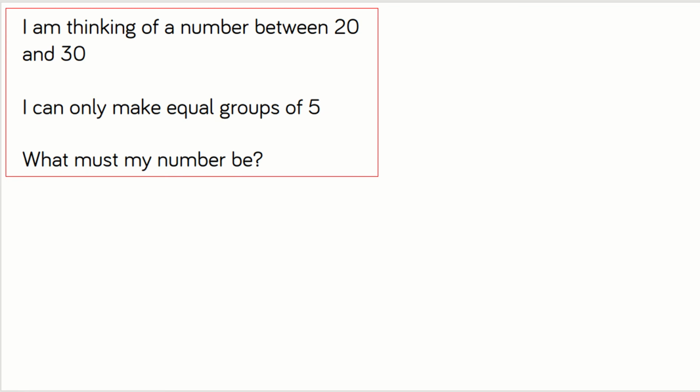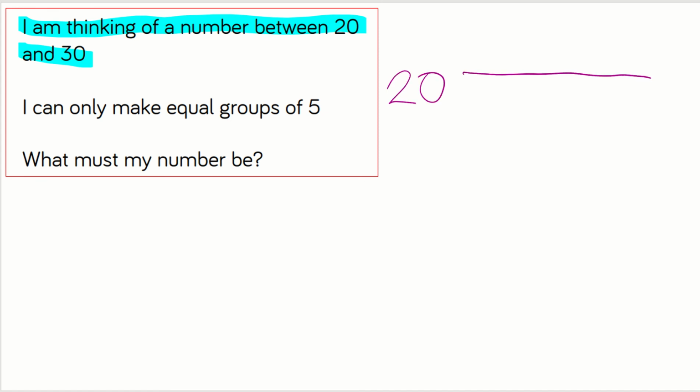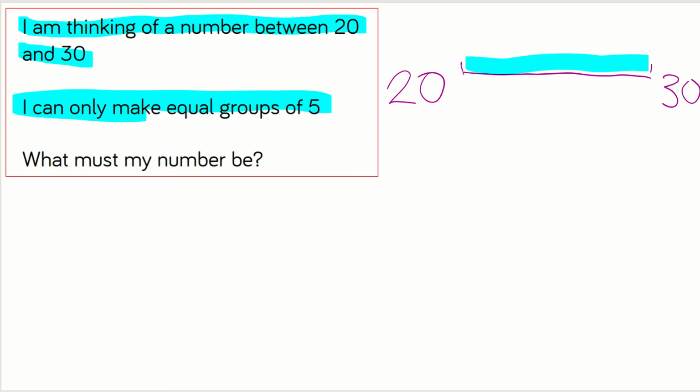Finally, a little bit of problem solving for you. I am thinking of a number between 20 and 30. So somewhere between 20 and 30. I'm thinking about how I see this in my head. My number line. So somewhere between 20 and 30. Somewhere here. I can only make equal groups of 5. What must my number be?